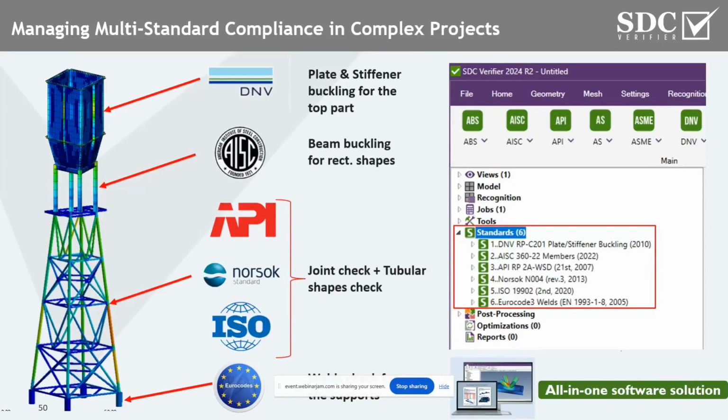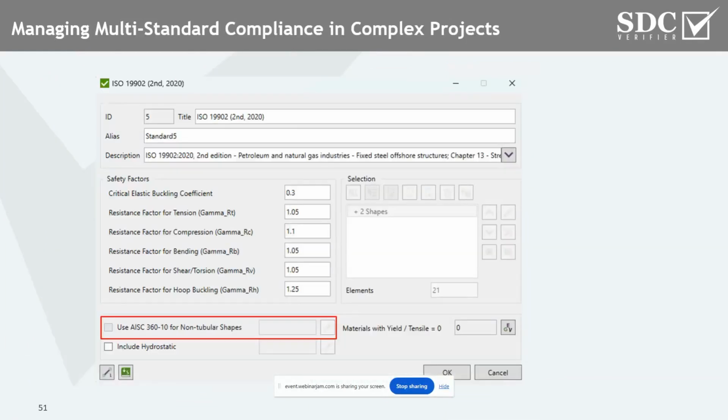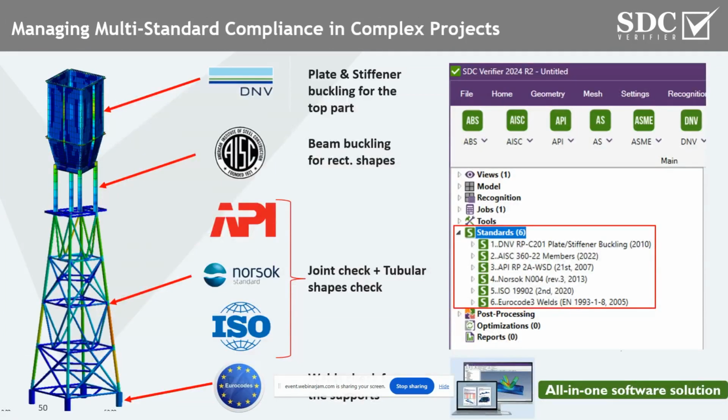Yeah, so what you can see basically in this screen. Many codes, as you know, also have cross references to other standards, for example, like the ISO standard that suggests using AISC for non-tubular shapes, and vice versa. When using AISC, it suggests using, for example, the API standard. So this is already integrated in the software. But when talking about, for example, the same API, NORSOK and ISO, you say, okay, they're pretty comparable. Yeah, so the logic is pretty similar.